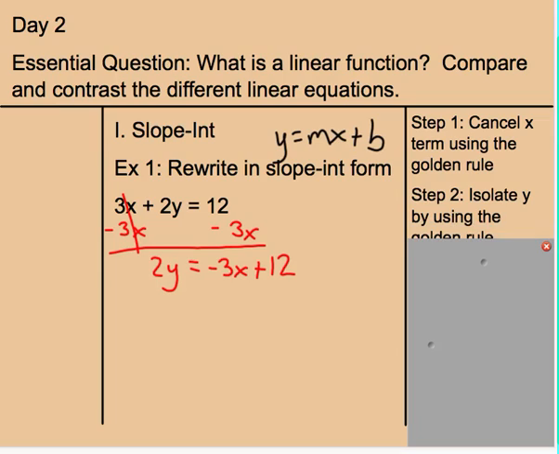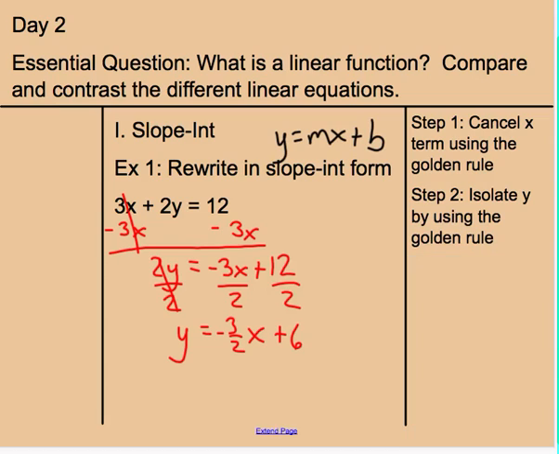Next, isolate the y by using the golden rule. So we've got 2 times y. How do I cancel multiplication? By dividing. Now remember, the golden rule says to whatever you do to one side, you do to the other. So when I look at the right-hand side, I have 2 terms. I have to divide both terms by 2 in order to use the golden rule. So on the left-hand side, my 2's cancel. I'm going to write my slope as a fraction, negative 3/2 x, and 12 divided by 2 is 6.